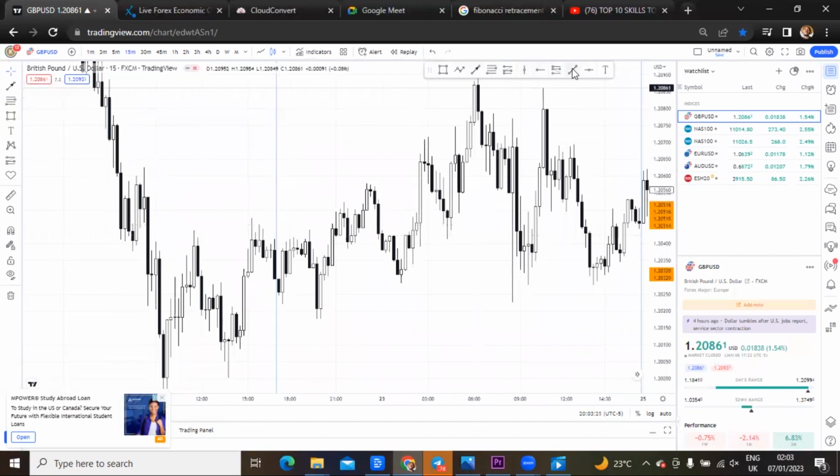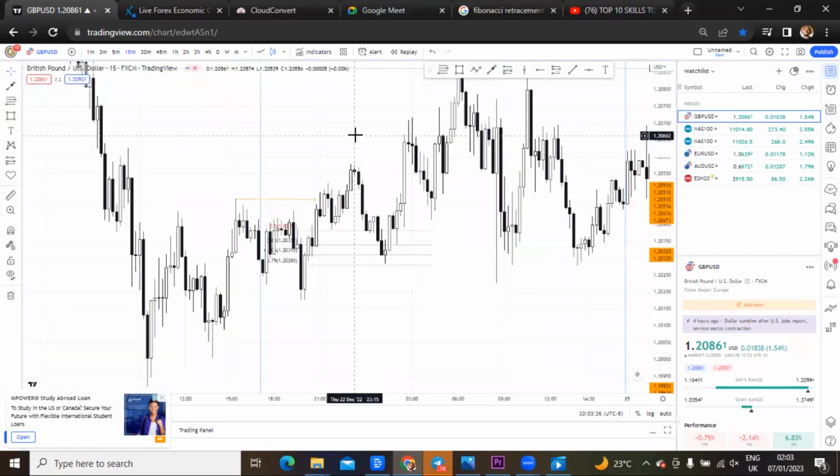Another example here, broke structure, your fib from this low to this high. See what the price did? Price retraced back below the red line, chasing an order block. Now, this is going to be a bullish order block.